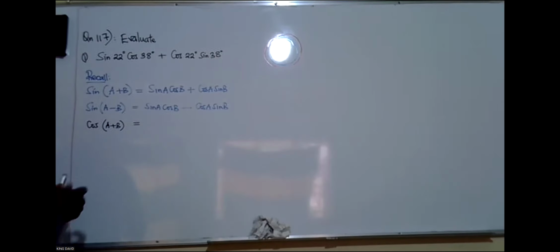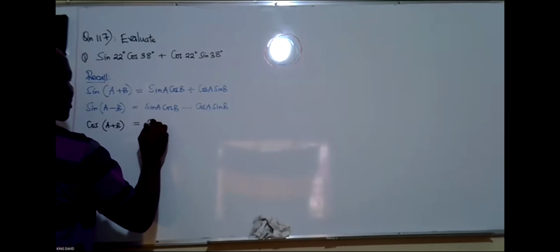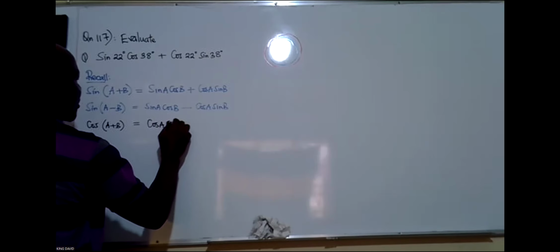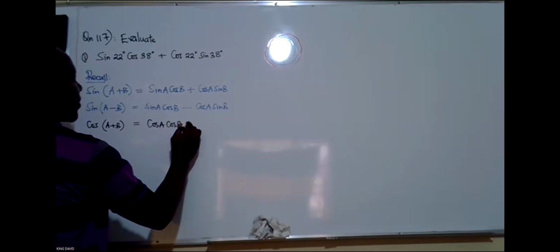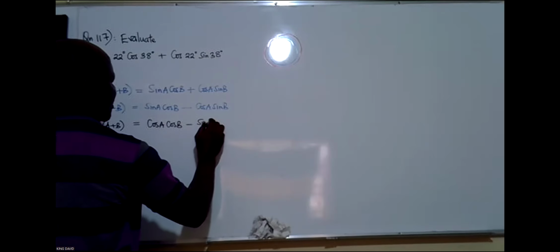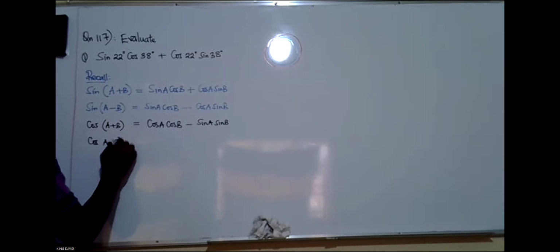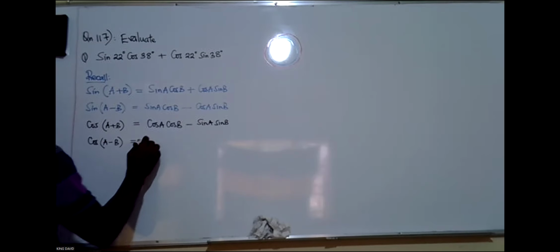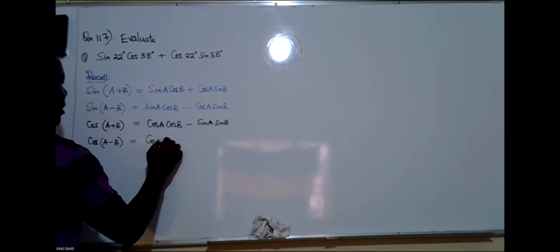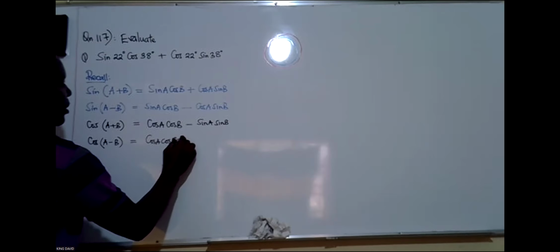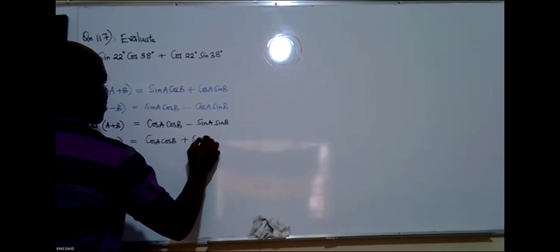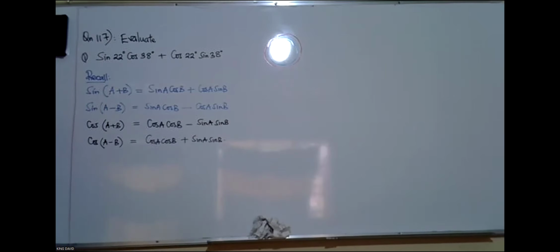So cos A plus B, this is the same as cos A, cos B. If it is a plus, we shall have a minus, sin A, sin B. And if it is a minus, cos A minus B, this is the same as cos A, cos B, a minus, we shall have a plus here, sin A, sin B. So that is for cos. Compound angle formulas for cos.